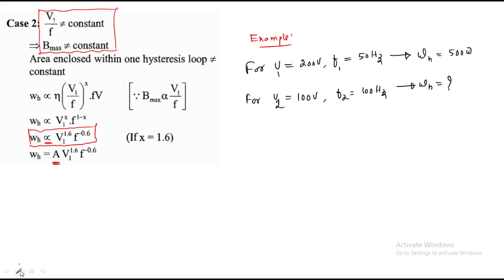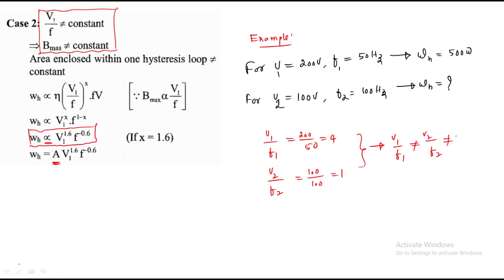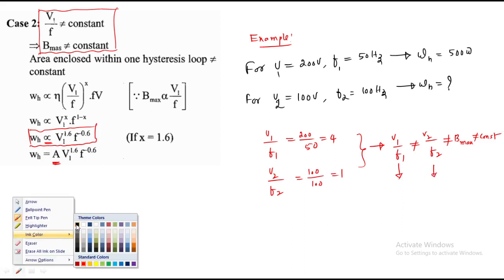So what is the observation here? V1 by F1 is 200 by 50. The ratio is nothing but 4. Like that, V2 by F2 is nothing but 100 by 100, which is equal to 1. So from this, what is the observation? V1 by F1 is not equal to V2 by F2, so Bmax is not constant, right? We are going to get different values for this case, and obviously Bmax is not constant.